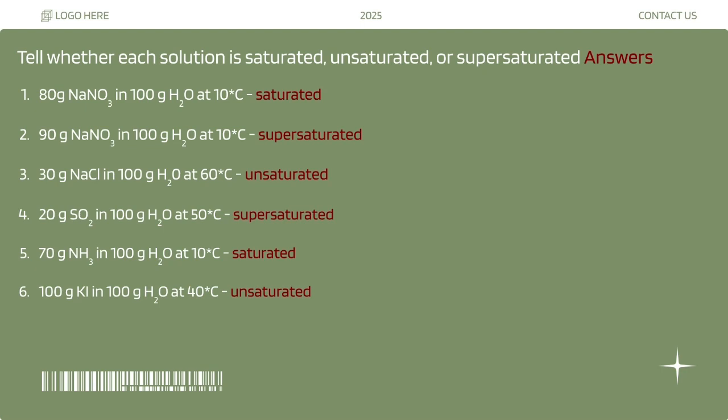falls above the line. 70 grams of NH3 and 100 grams of H2O at 10 degrees Celsius is saturated because it falls on the line. 100 grams of KI and 100 grams of H2O at 40 degrees Celsius is unsaturated because it falls below the line.